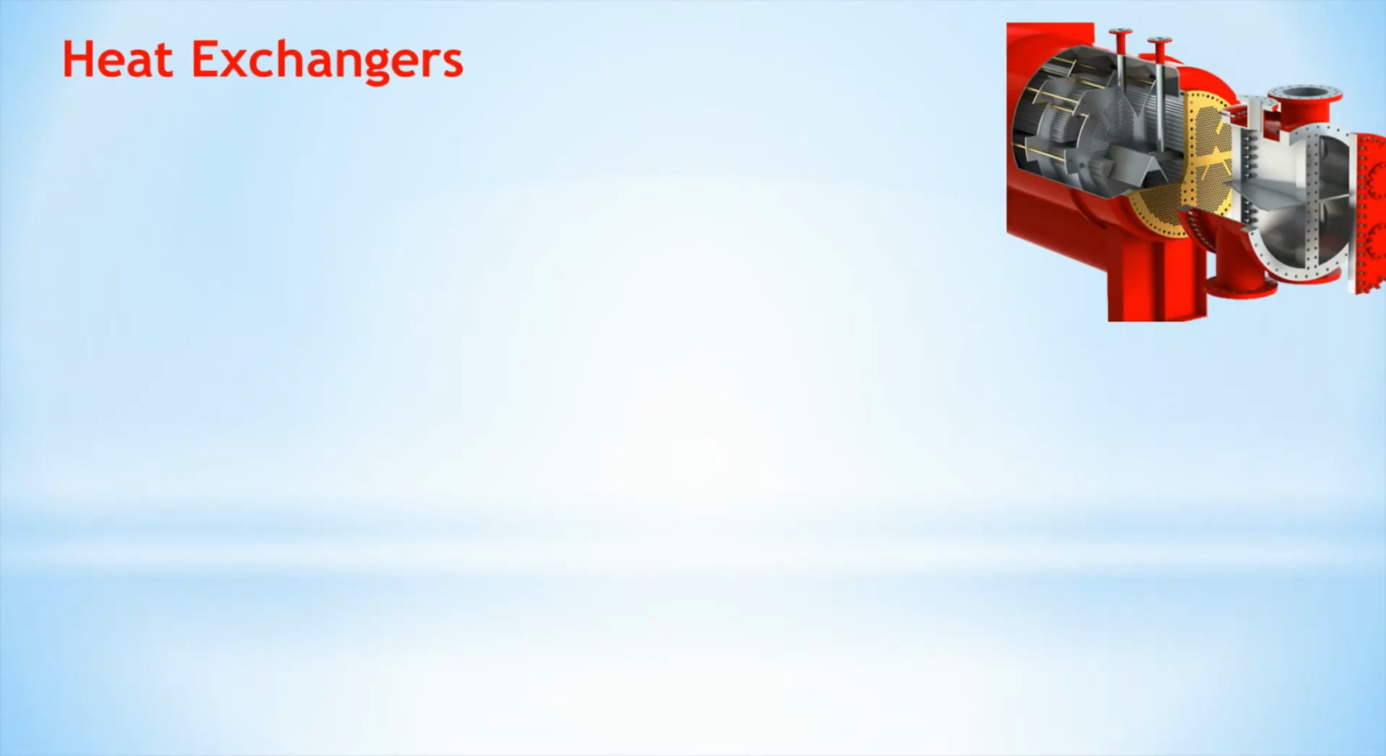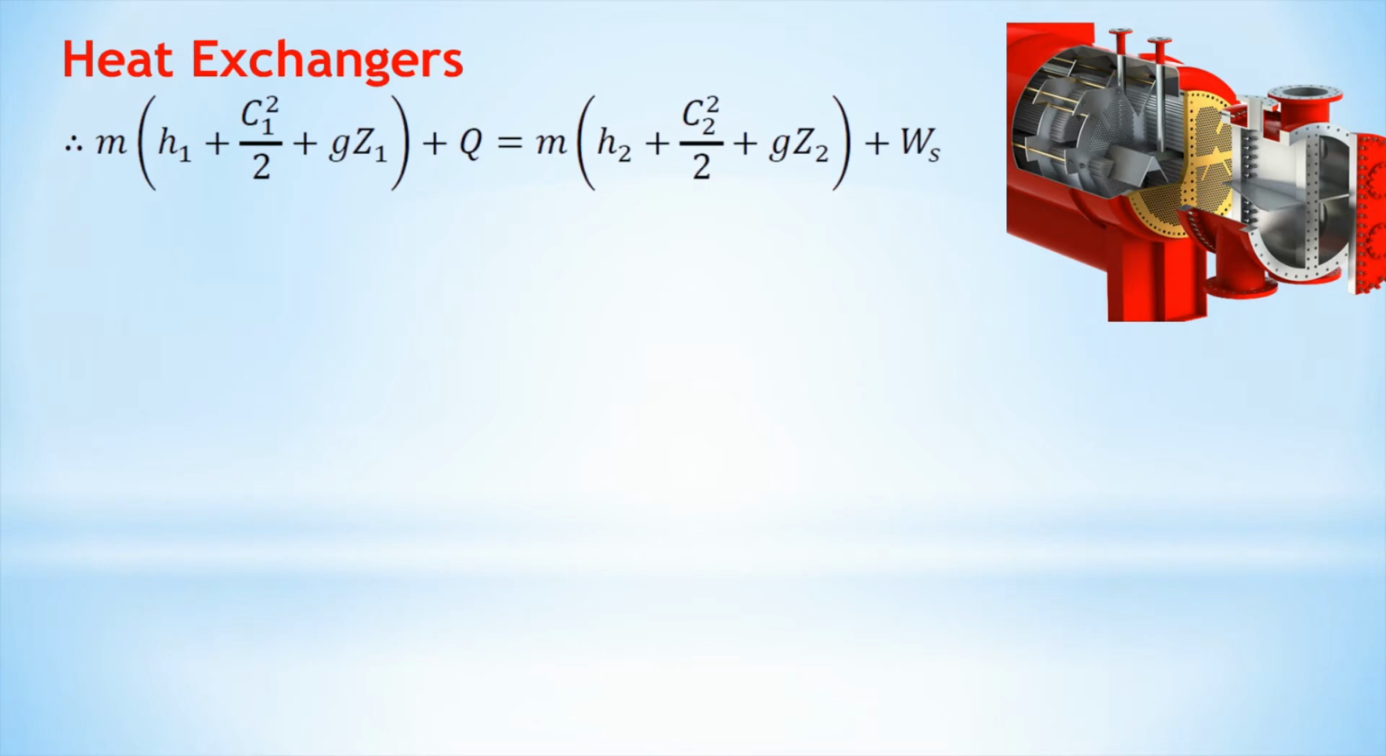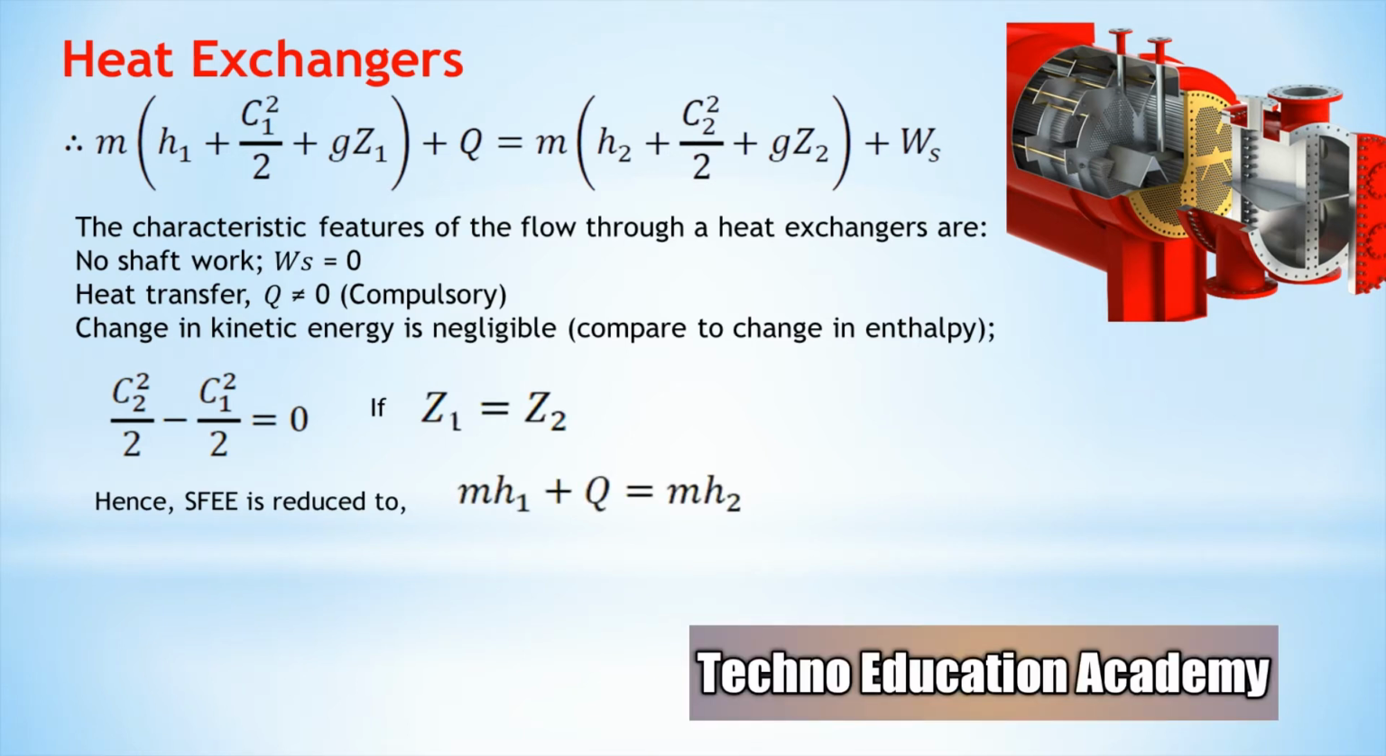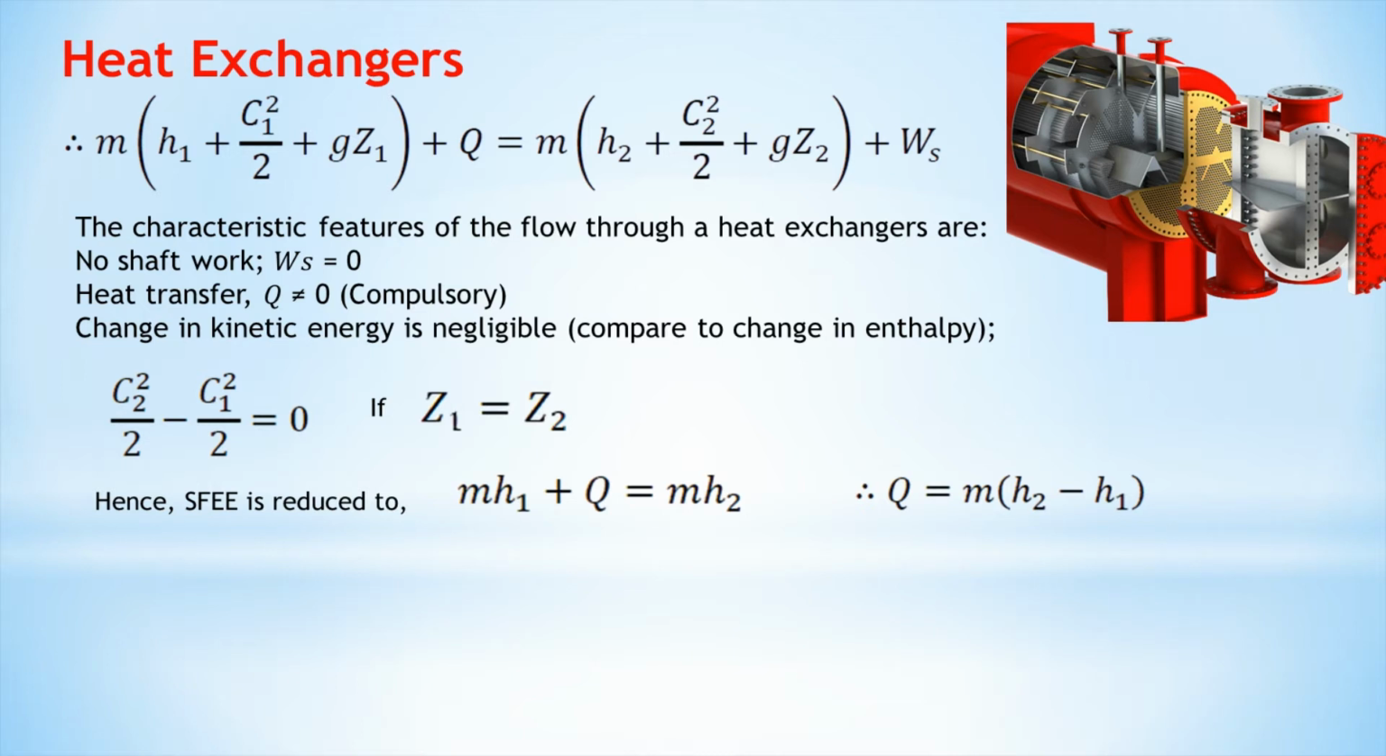Now we apply the steady flow energy equation. This is the steady flow energy equation. In the case of a heat exchanger, we consider heat transfer not equal to 0 because the application of the heat exchanger is to transfer heat. During the process no work is produced, so work done is 0. Here we neglect the potential energy and kinetic energy, hence the steady flow energy equation reduces to m H1 plus Q equal to m into H2. Further simplifying, Q equal to m into H2 minus H1.